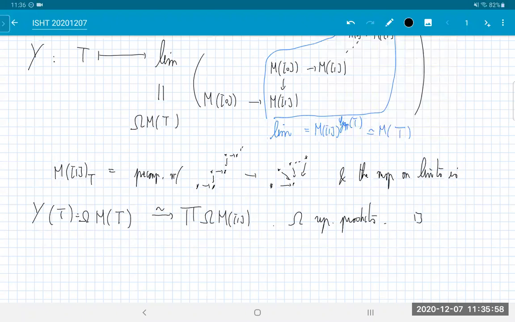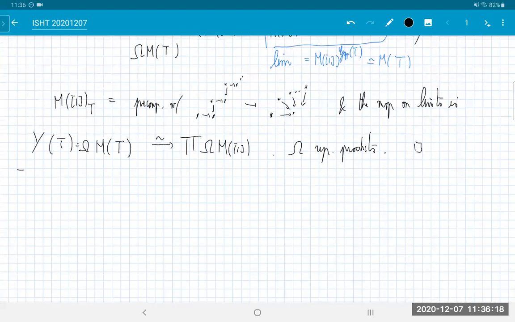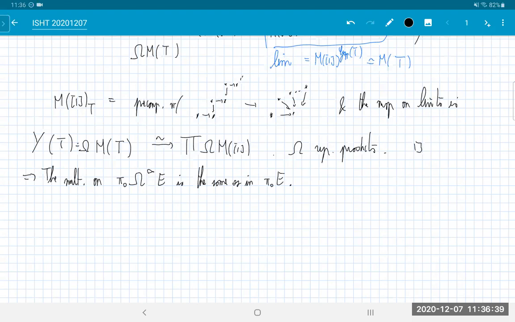So we have constructed a zigzag of equivalences between these two loop structures, the pointwise composition of loops and the classical composition of loops. And indeed they are the same. And so this particularly implies that the multiplication on pi zero of omega infinity e is the same as in pi zero of e. So it is indeed a group.